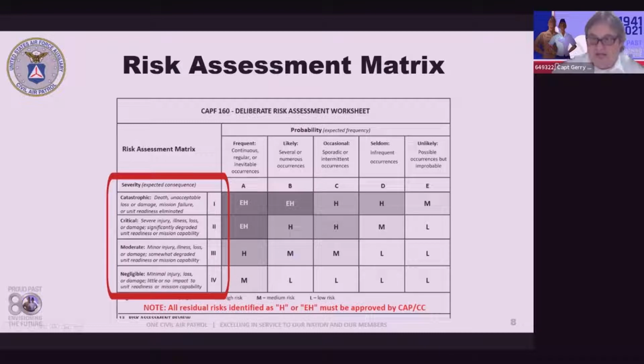The severity, as I said, is here. And the potential event is found on the right, and it's numbered 1 through 4 in Roman numerals. So we have catastrophic, critical, moderate, negligible.